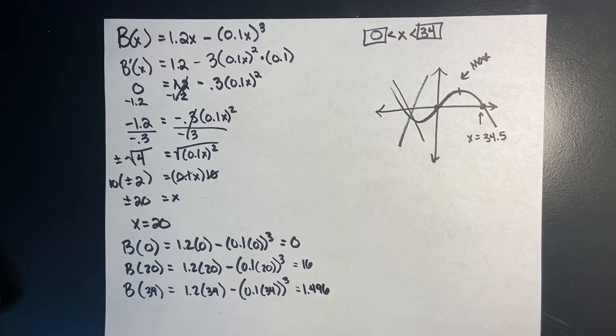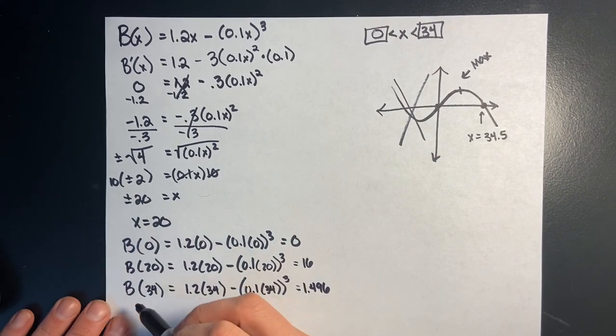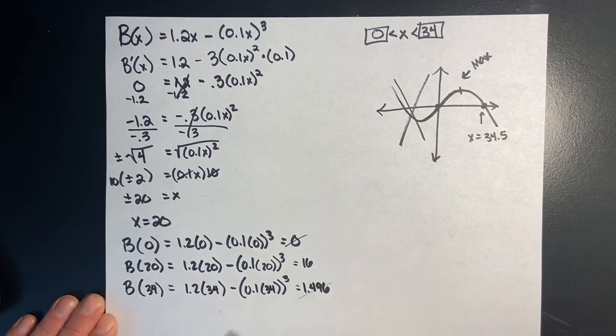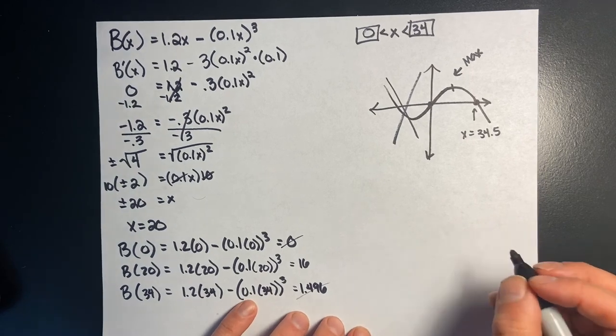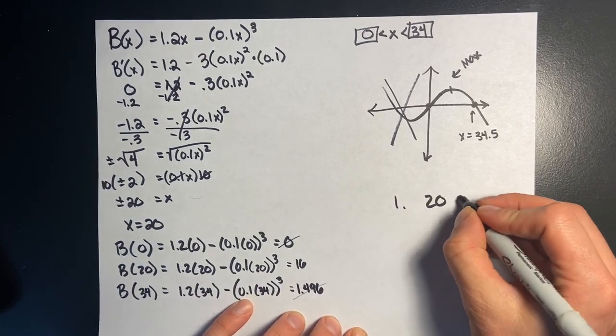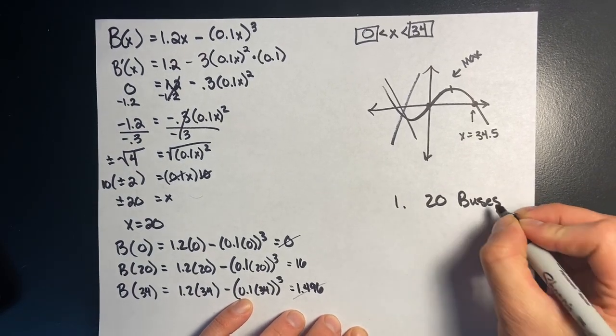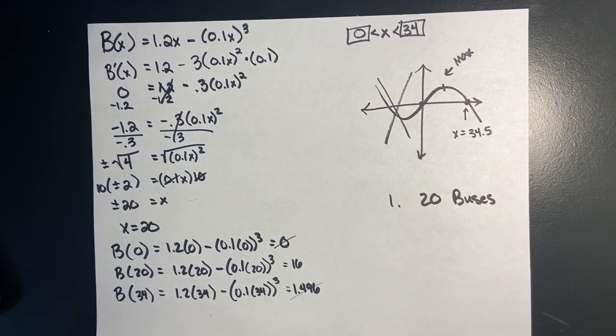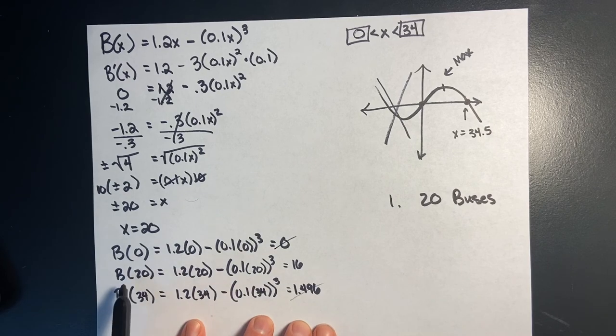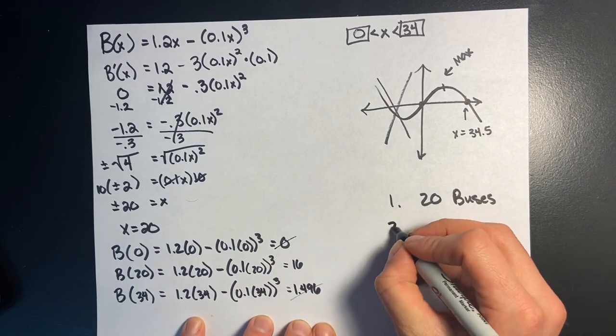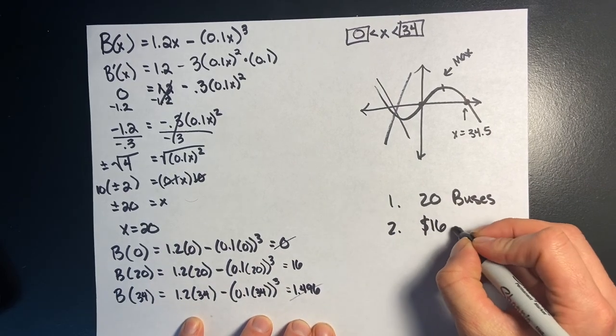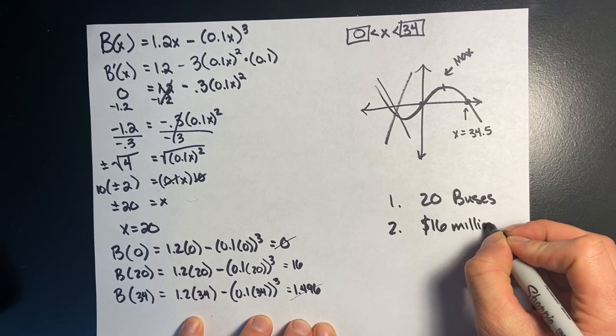So the original problem, so if I'm maximizing here, which I am, you're no good. You're definitely no good. So part one is determine the amount of buses needed to be manufactured each month in order to maximize profit. The answer is 20 buses. And part two says calculate the profit earned by producing this quantity of buses in 1 month. Well, if I make 20 buses, I make $16 million.